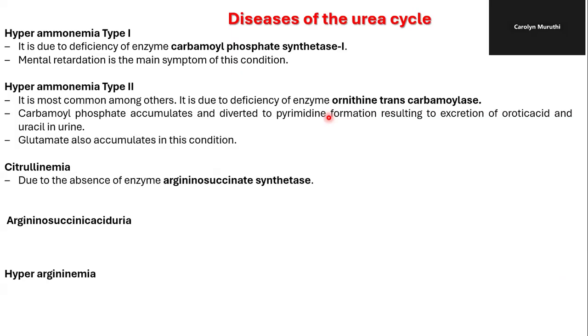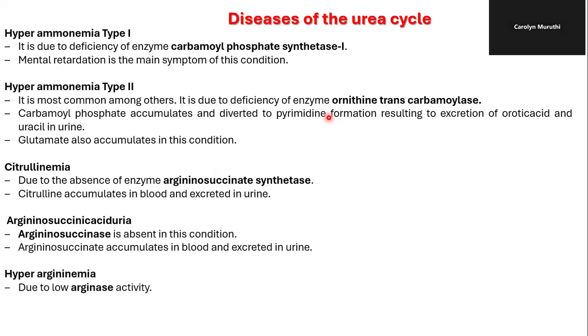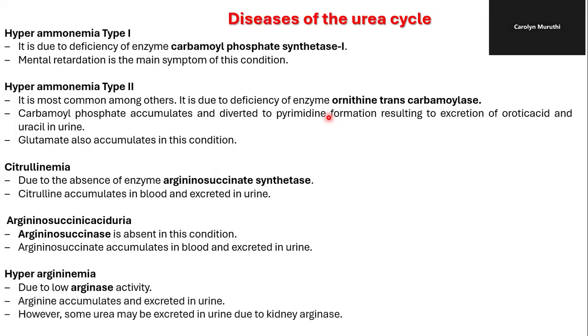Citrullinemia is due to the absence of the enzyme argininosuccinate synthetase, and we see that citrulline accumulates in blood and is excreted in the urine. So in this other disorder, we see it's due to the absence of argininosuccinase, and we see that argininosuccinate accumulates in blood and is also excreted in urine. Finally, we have hyperargininemia. It's due to low arginase activity, and arginine accumulates and it's also excreted in urine. However, we'll see that some urea may be excreted in urine due to the kidney arginase.